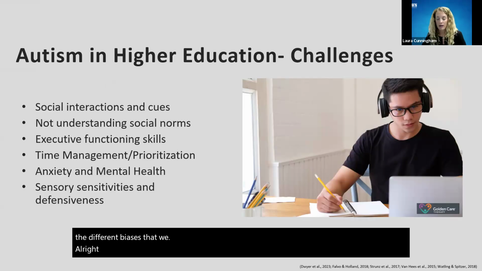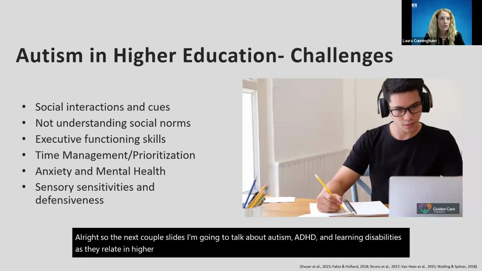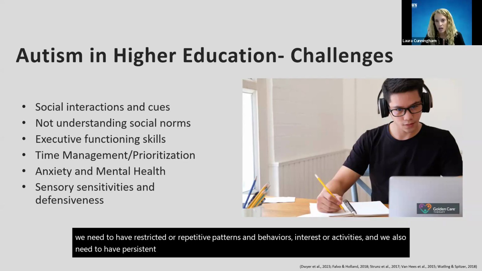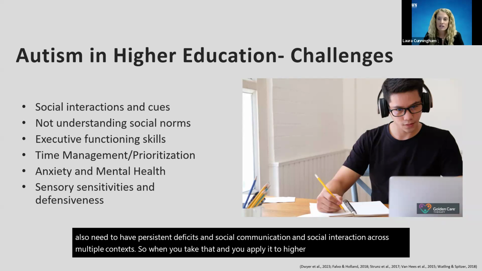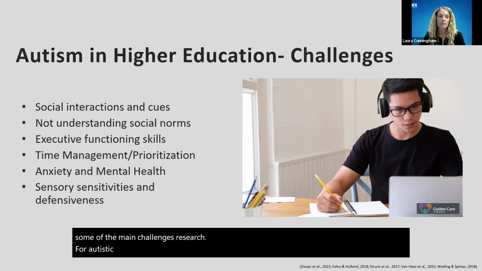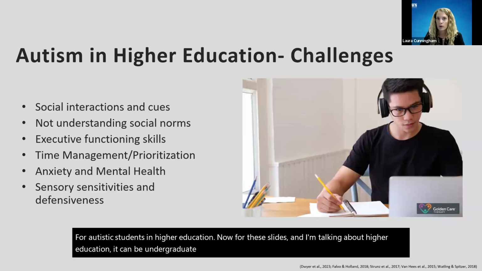All right, so the next couple slides, I'm going to talk about autism, ADHD, and learning disabilities as they relate in higher education. So autism, in order to be diagnosed, most of you know this, we need to have restricted or repetitive patterns of behaviors, interests, or activities. And we also need to have persistent deficits in social communication and social interaction across multiple contexts. So when you take that and you apply it to higher education, on this slide are some of the main challenges research is showing for autistic students in higher education. Now, for these slides, when I'm talking about higher education, it can be undergraduate or graduate school. A lot of the research is not separating them out.